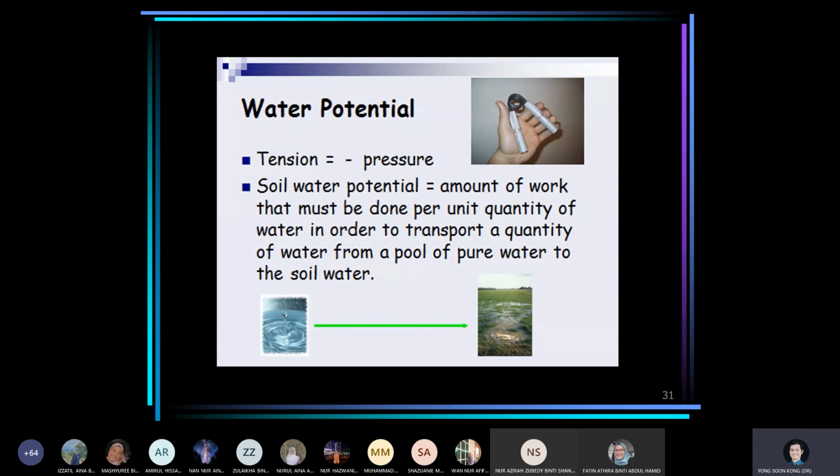In a normal system, the system will tend to relieve the pressure of the entire system. The soil potential, as you can see right there, is the amount of work that must be done per unit quantity of water in order to transport a quantity of water from pool or pure water to the soil water. Now you might be asking me, what does that mean? Well, that means this is how water relieves its pressure and flows from one direction to the other. Quite difficult to understand, right? Don't worry, let's look at the next slide.